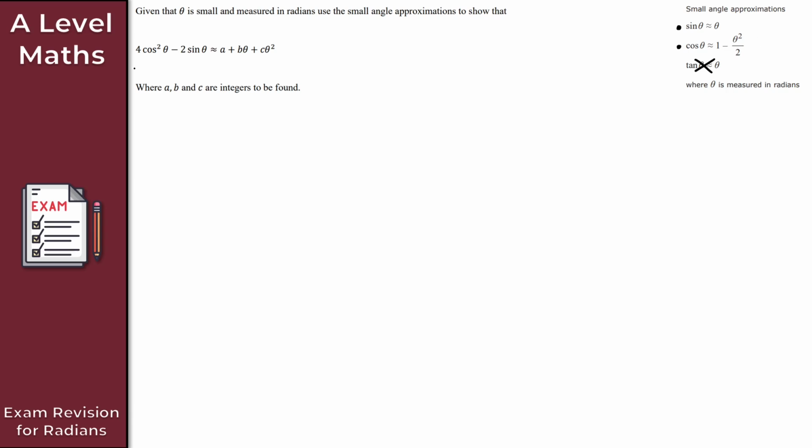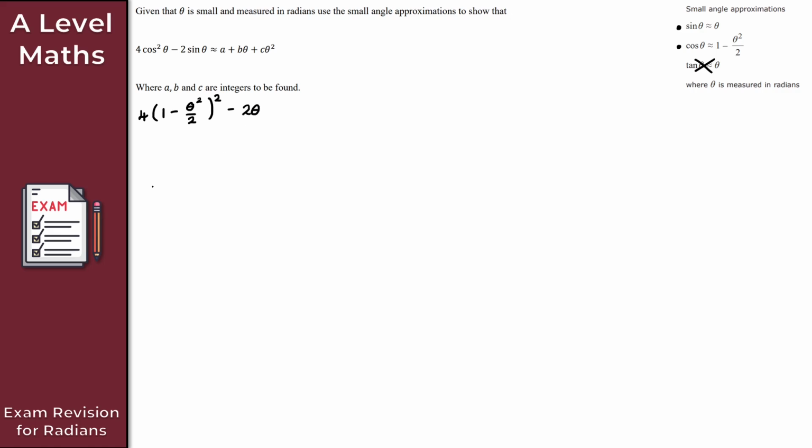So in that case, then what I've got here is 4 cos squared theta. So what I've got then is 4 times by cos theta, which is 1 minus theta squared over 2. Now we need to square this, right, because it's cos squared theta. So we square that like so. And now we subtract 2 lots of sine theta. Now sine theta is approximately theta. So altogether then, we have minus 2 theta.